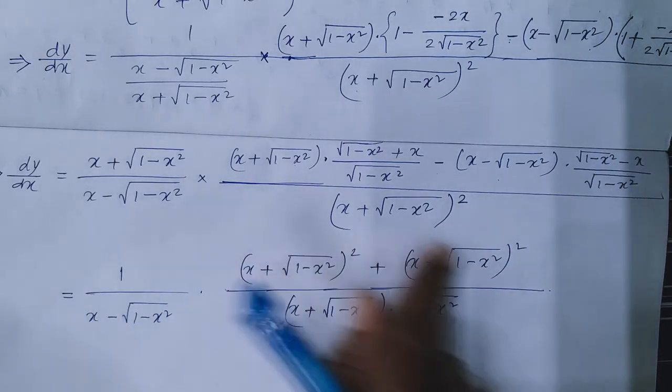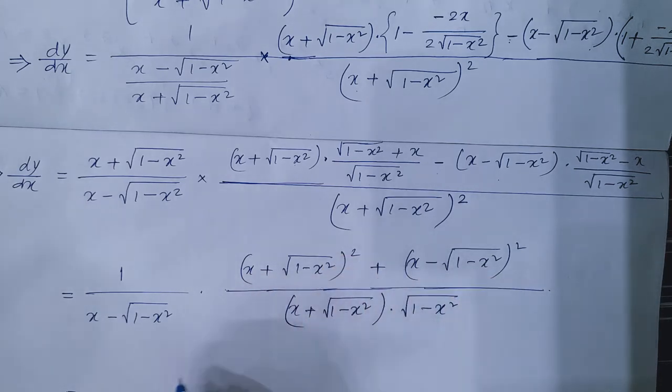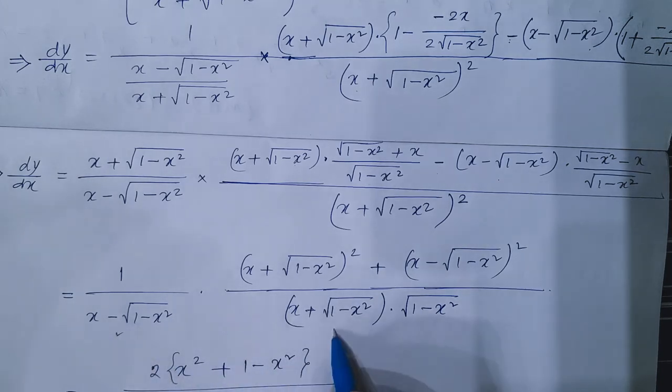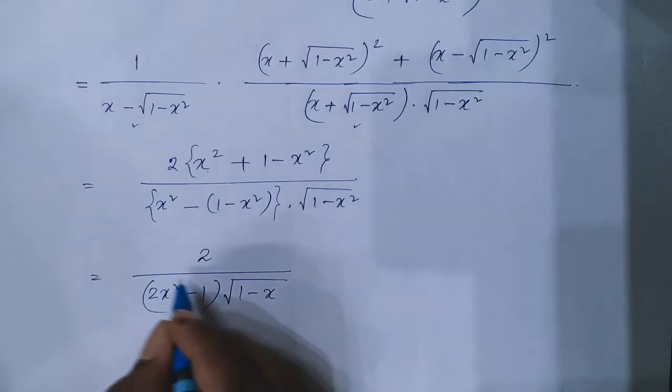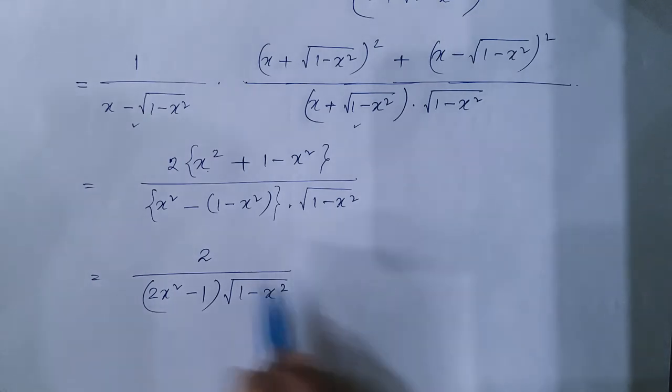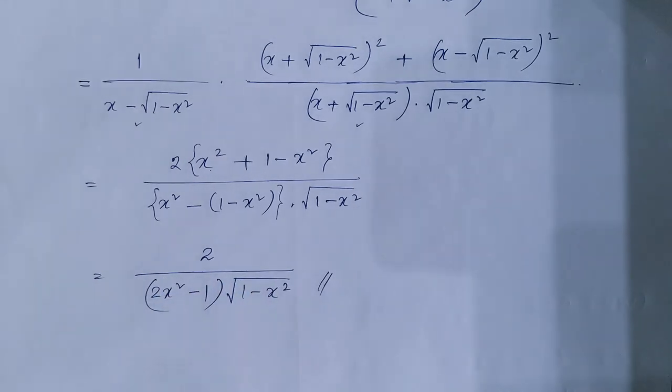Okay, finally we will get this term, and so that is equal to, it is (a plus b) whole square, (a minus b) whole square, so simply it is two times of (a square plus b square), meaning 1 minus x square, divided by, combining these two terms, (a plus b) into (a minus b), it is simply x square minus (1 minus x square), and whole terms into this root over 1 minus x square. And that is equal to, this positive and negative x square is cancelled, so it is 2 divided by, actually this is, twice x square minus 1 into root over 1 minus x square, you see, and that is the answer. So you may leave the answer here.